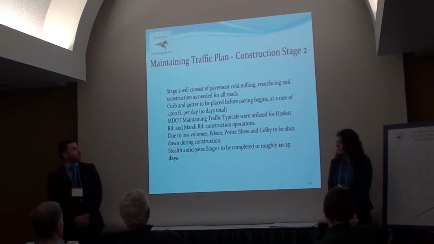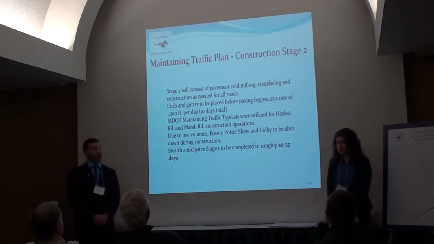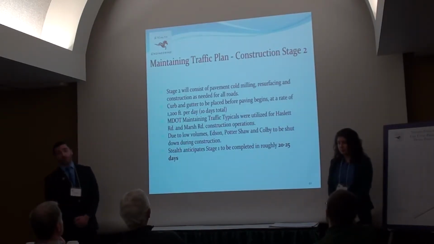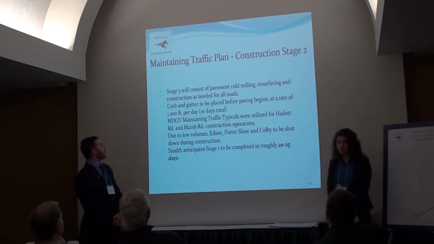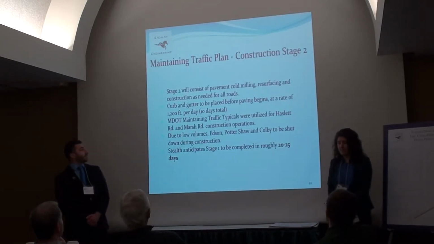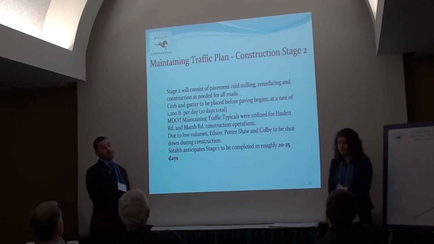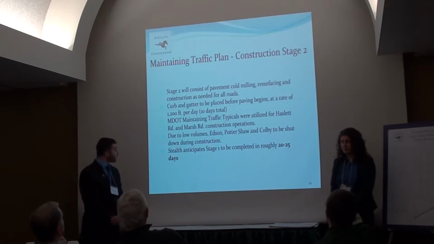So the maintaining traffic plan for construction stage 2, which will consist of pavement coal milling, resurfacing, and construction in the case of Colby Street, as needed for all roadways on site. Curb and gutter is to be placed before paving begins at a rate of approximately 1,200 feet per day. And given that we have about 11,500 linear feet of curb and gutter to be placed, we assume it will take about 10 days to place all curb and gutter.